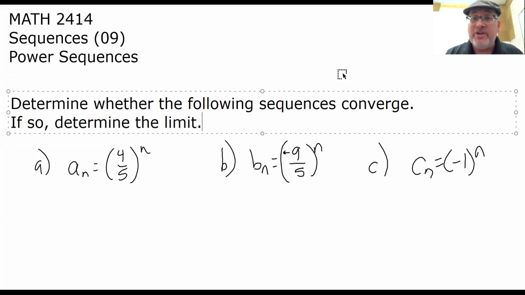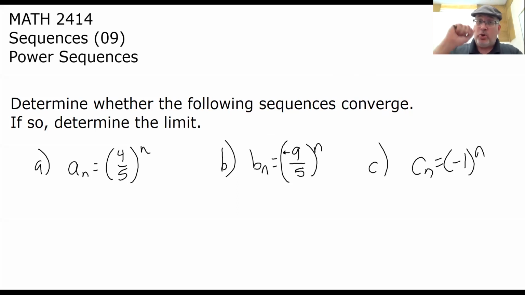Determine whether the following sequences converge. If so, determine the limit. Let's start with A. a_n equals 4/5 to the nth power. So the n is in the power and the base is 4/5. Well, we could just start cranking out some values and maybe we can make an observation, or your intuition might be telling you something.